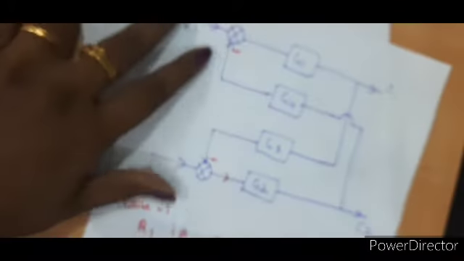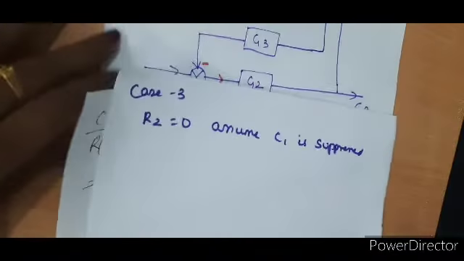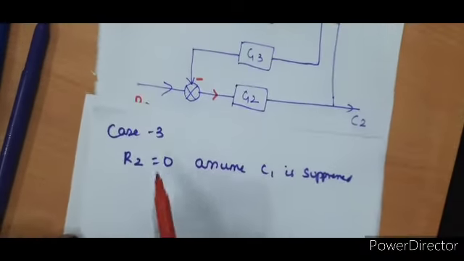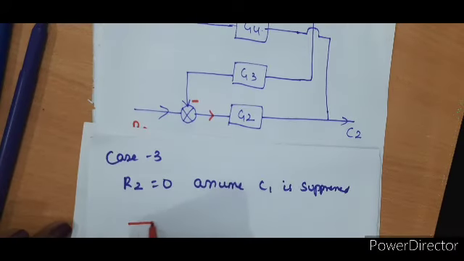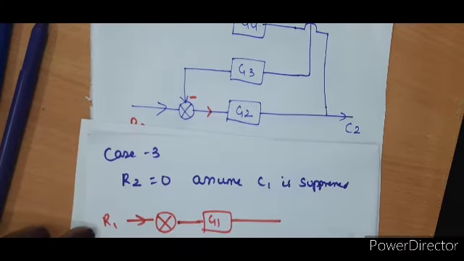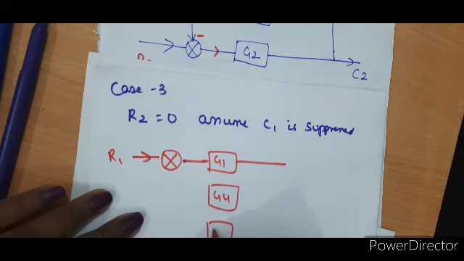Okay. So this is our given circuit. Now let's see how I can write the circuit here. So what are the things told? R2 is 0. That means R1 is available. R1, I have a summing point here. Then C2 is suppressed. That means I don't have output at C2. I will stop here. Then draw the remaining blocks G4, G3, G2.